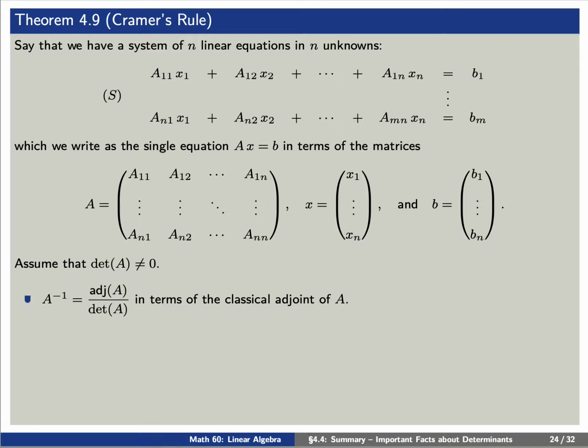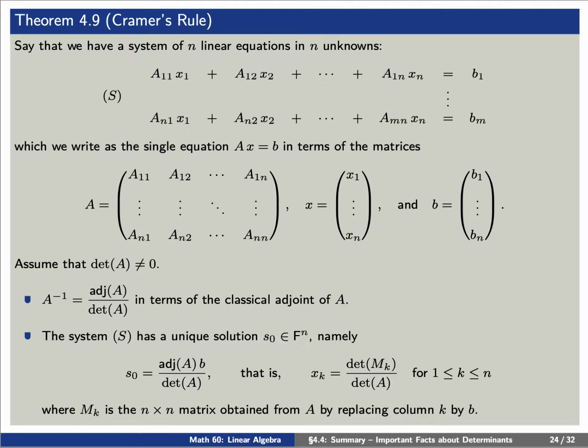First, A is invertible, and in fact its inverse is the classical adjoint divided by the determinant. Next, the system has a unique solution, which we can express as the classical adjoint times our vector b divided by the determinant, or we can write each variable x sub k as the ratio of two determinants. The denominator, of course, is the determinant of A, but the numerator is the determinant of a matrix M sub k, where we've replaced column k with the vector b.